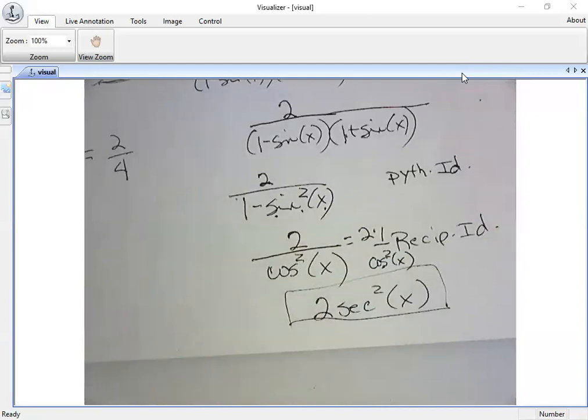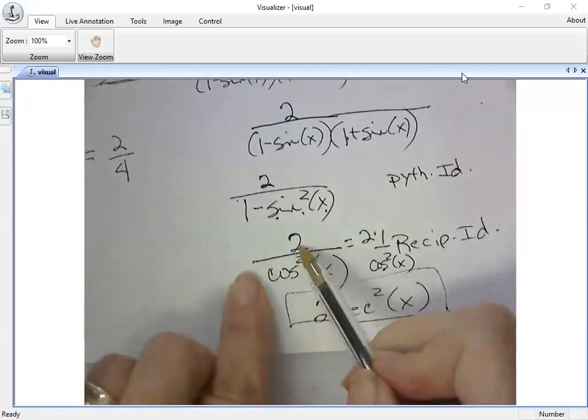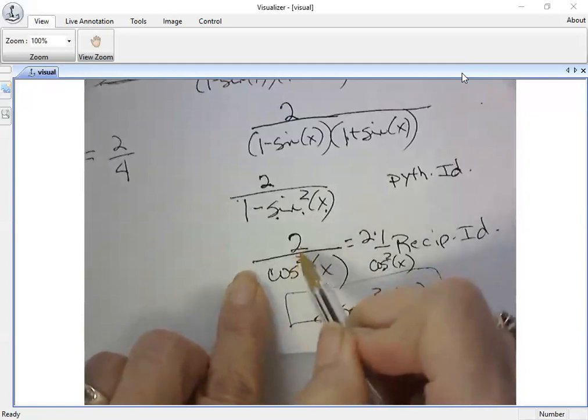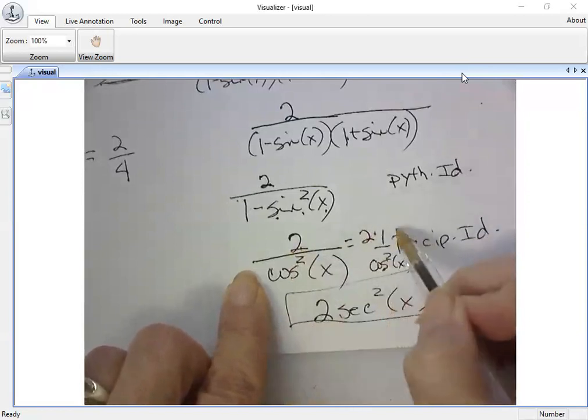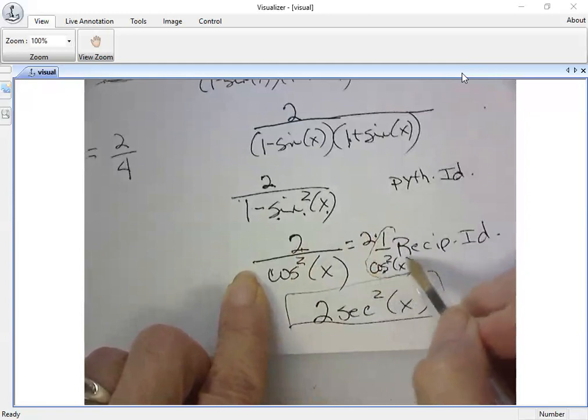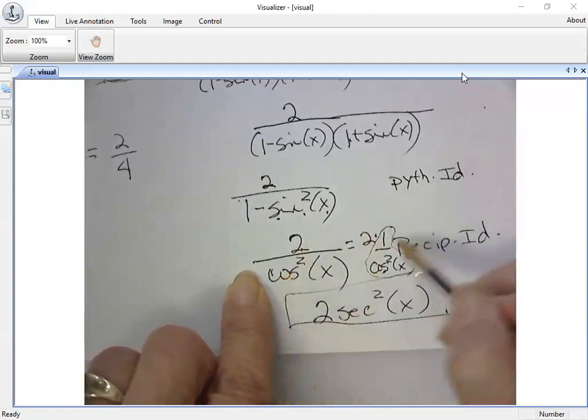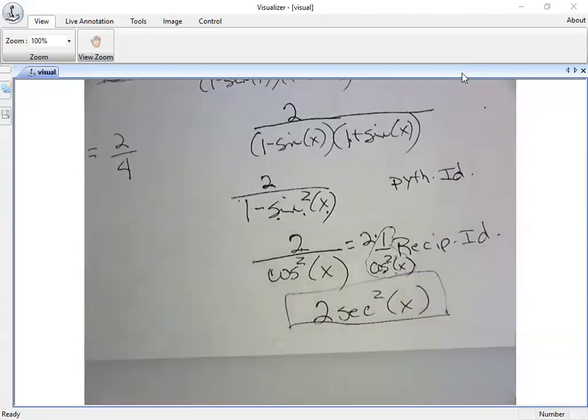Basically, here's what I did, just to make it more obvious how we're using the reciprocal identity: you could think of this, with 2 being in the numerator, as the same thing as 2 times the fraction 1 over cosine squared of x, okay? And if I have 1 over cosine squared of x, then I can see, oh yeah, if I flip that, the reciprocal of cosine is secant squared, okay? I'm guilty on this. Awesome.